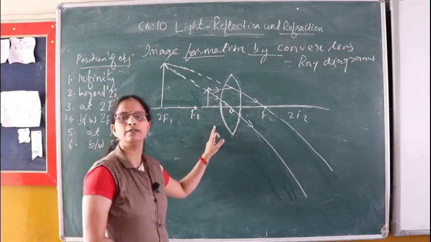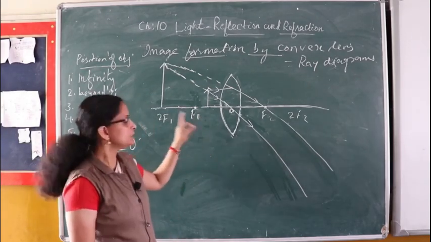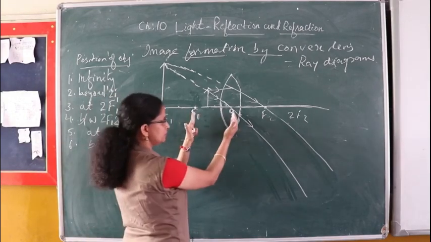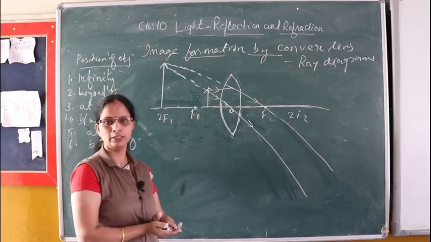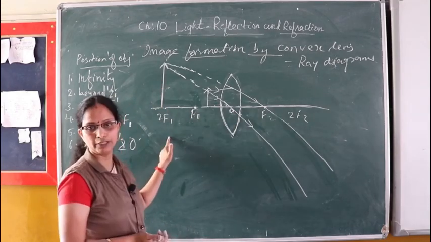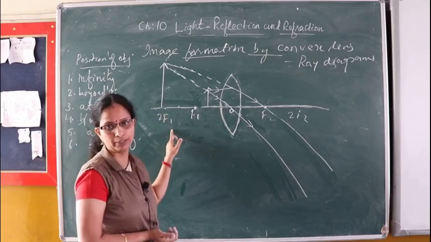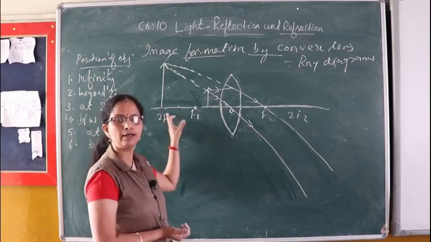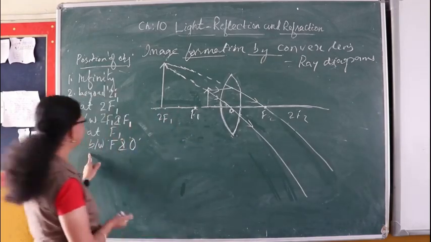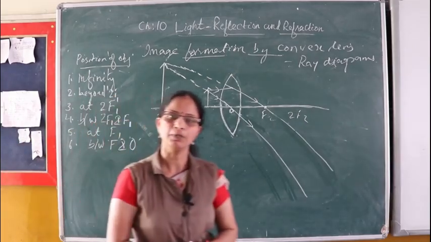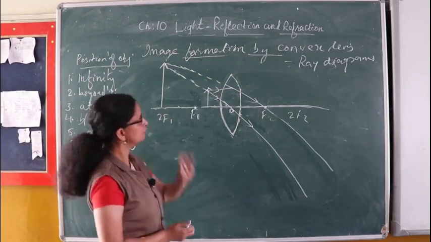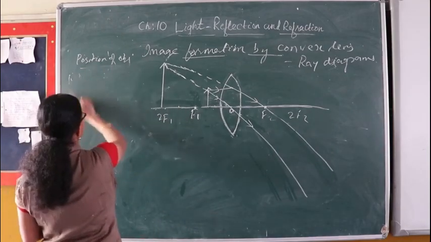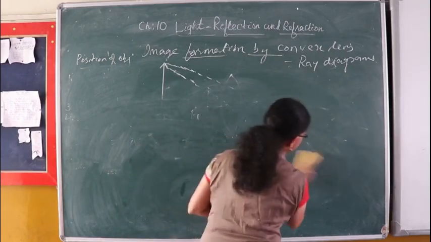They appear to meet and an erect, enlarged image of the object is formed here. So this is a special case for convex lens, which otherwise always forms a real image. Only in this situation, when the object is kept between optical center and principal focus, the convex lens forms a virtual image, and that too an enlarged virtual image. Since it is virtual, it is an erect image. So an erect, virtual, enlarged image is formed when the object is kept between principal focus and optical center. So these are the various situations in which image formation takes place by a convex lens.